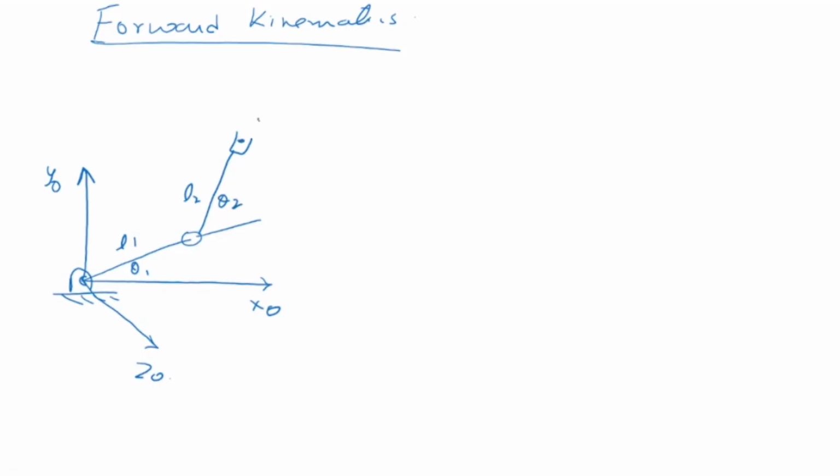Okay, now if this is my point XY, then from geometry I can write X is equal to L1 cos theta 1 plus L2 cos(theta 1 plus theta 2). Okay, that's one equation. Now let me do it this way. Let me add one more degree of freedom here. So that is theta 2, this is theta 3. Now this is the point XY.